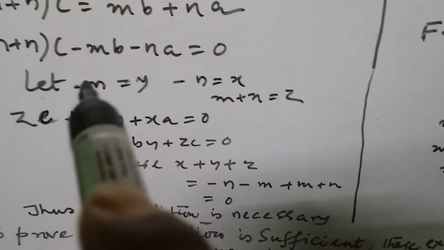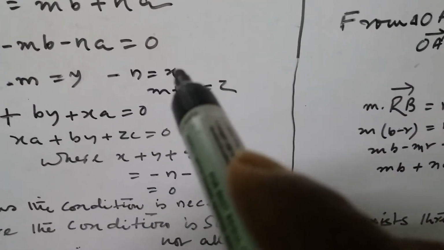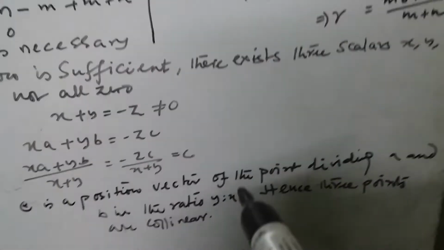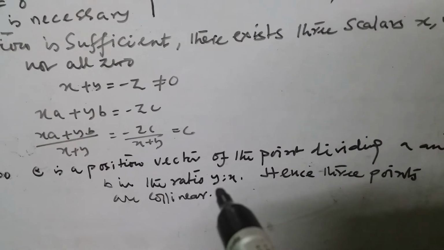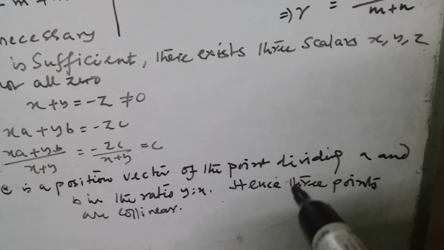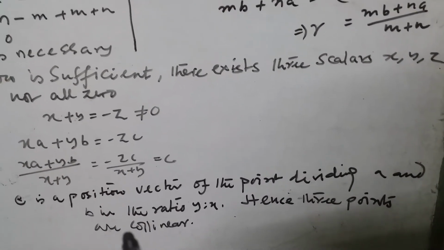So C is the position vector of the point dividing A and B in the ratio y is to x. What is y? Y equal to minus M. What is x? Minus N. So M is to N. Y is to x means M is to N. Hence the three points are collinear.